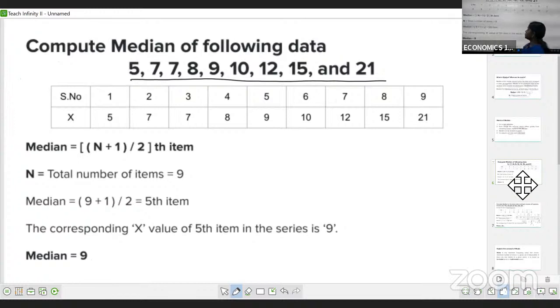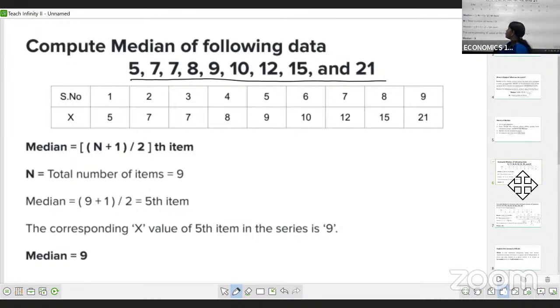Okay. So this is a type of question that gets repeated in our exam. Let's see what it is. Compute the median of the following data. They gave the data here: 5, 7, 7, 8, 9, 10, 12, 15 and 21. You can see the numbers now. Do we need to arrange them in ascending order for this data? No, because it is already in ascending order. In case the given data is not in ascending order, then we need to arrange it. But for this example, the data is already arranged in ascending order.